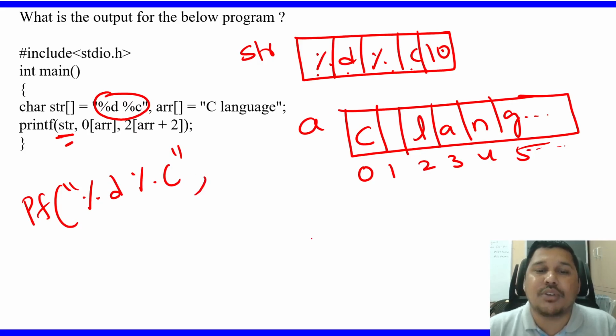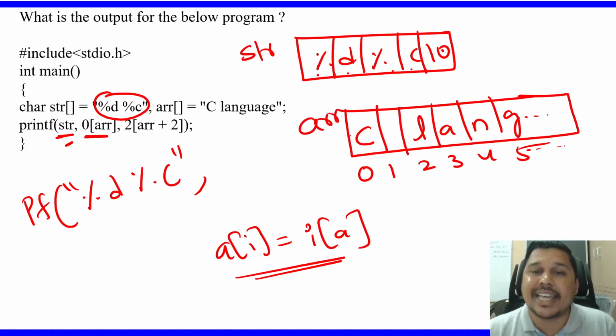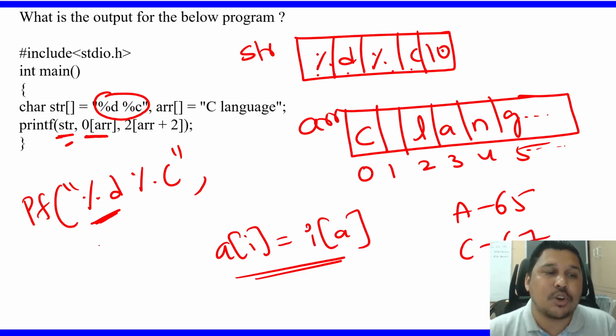In arrays we have already studied that i[a] is equal to a[i], both are the same. So it is asking arr[0]. What is arr[0]? arr[0] contains capital C, but I am printing %d of capital C. So A is 65, so C is 67. So this output will be 67. Then you see the next one.